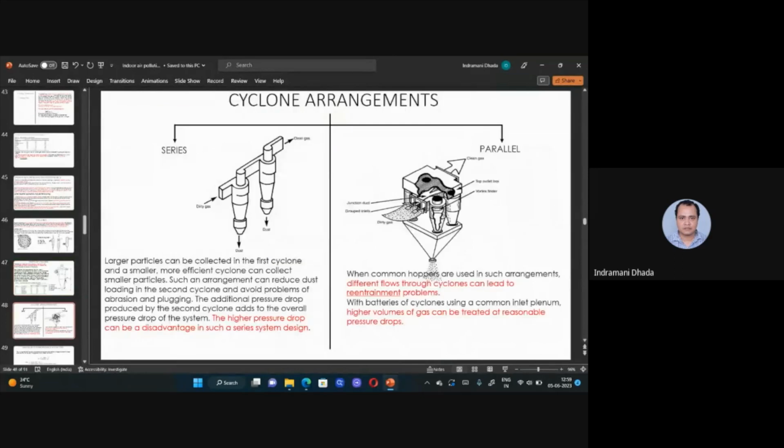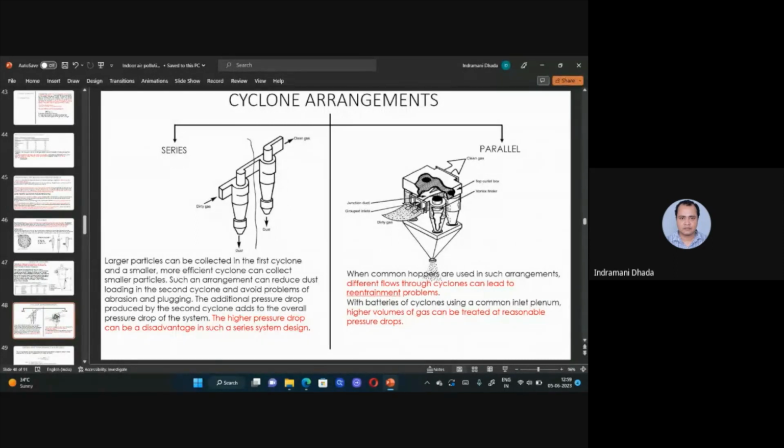I'm not going into the design, but for the further application I am considering, we can arrange those cyclones in series or in parallel. Okay, so suppose you arrange two cyclones in series, what is the demerit and merit? And suppose you arrange two cyclones in parallel, what is the demerit and merit?